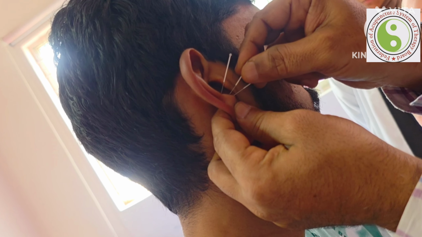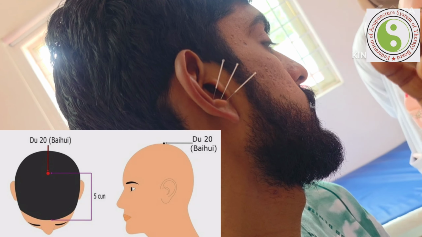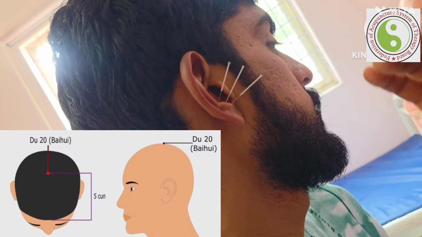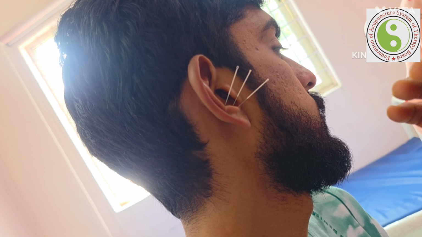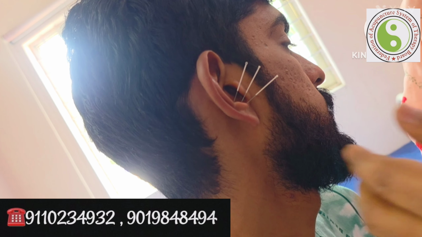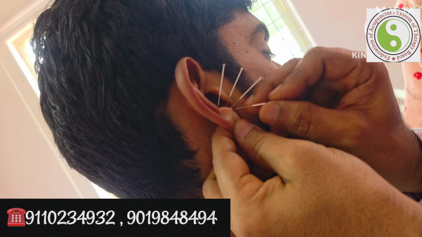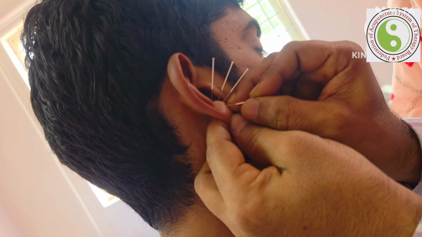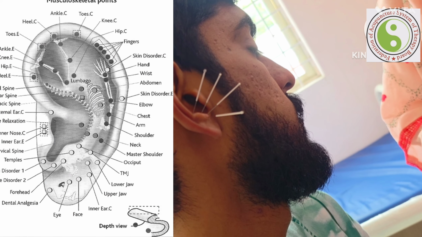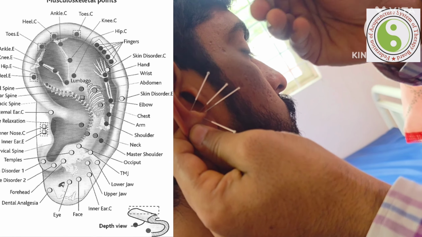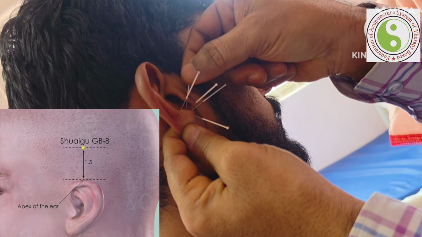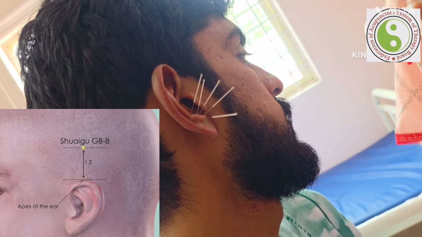This is called the sagittal plane. On the sagittal plane, DU20 is located on the center point of the cerebral cortex of the brain. Then further you can see there is a temporal lobe where exactly the point called Shuaigu, that is the gallbladder 8 point, is located on this region to treat auricular related disorders.